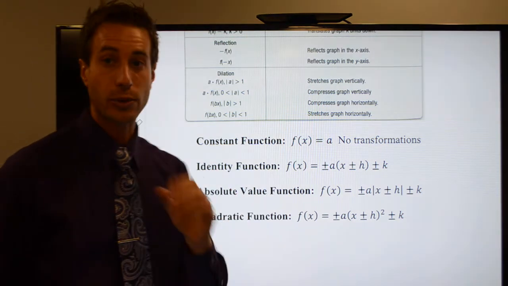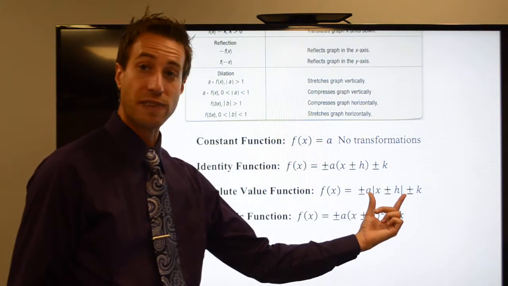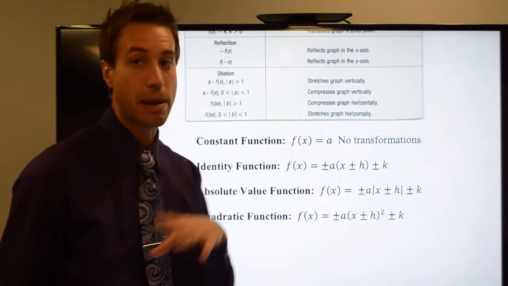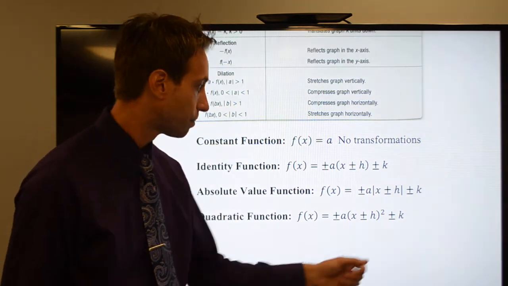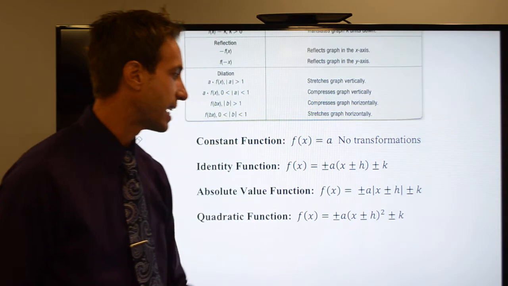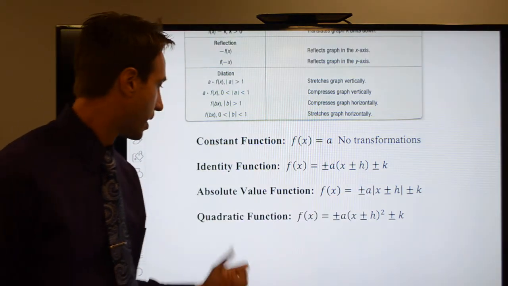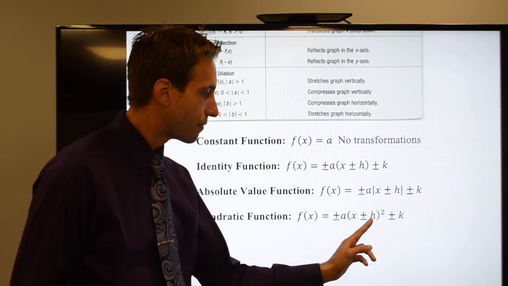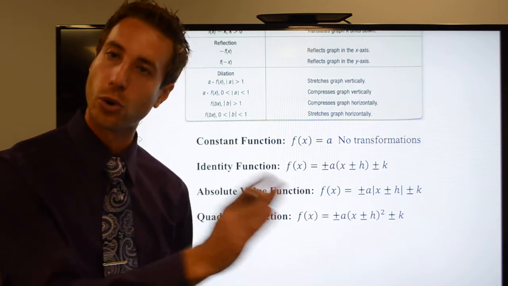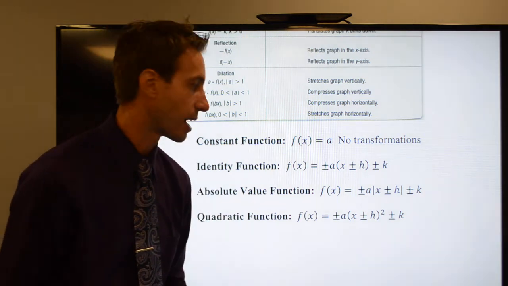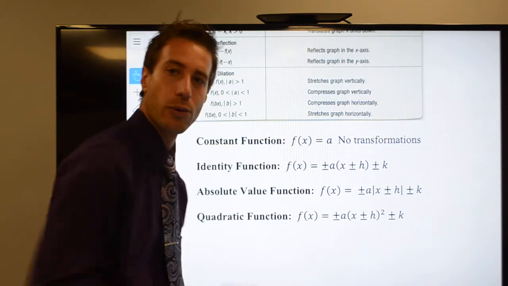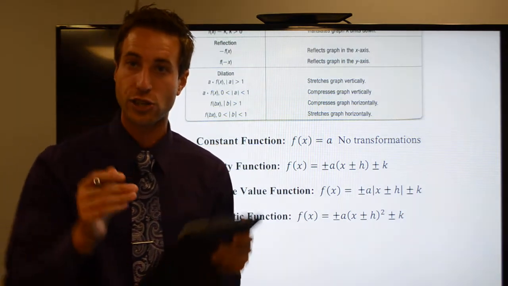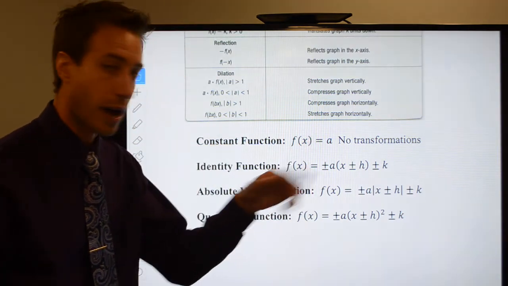Same thing with absolute value, except instead of parentheses, you have the absolute value signs. Anything inside the absolute value is going to be your horizontal shift left or right. Remember, it's the opposite of the sign that you're given. K will be the number tacked on the end. A will be the number in front. And then the quadratics: you're going to have something in parentheses squared because it's quadratic. So if there's a number inside the parentheses with the x, that's going to be your horizontal shift. The opposite of whatever sign you're given will be the direction you go. K will be a number tacked on the end. A will be the number out front. That'll determine whether you're stretching or compressing that quadratic, that parabola.